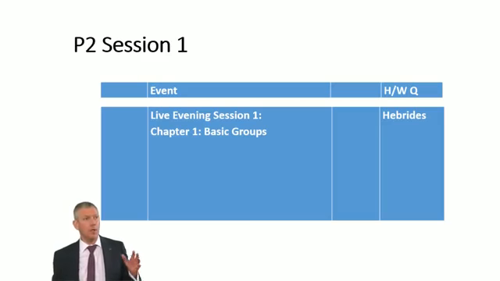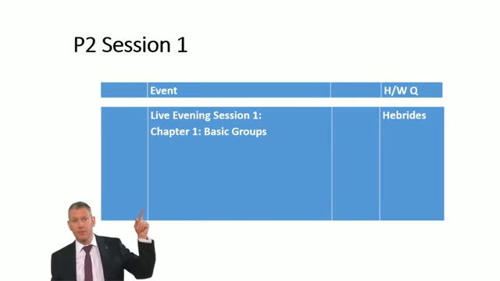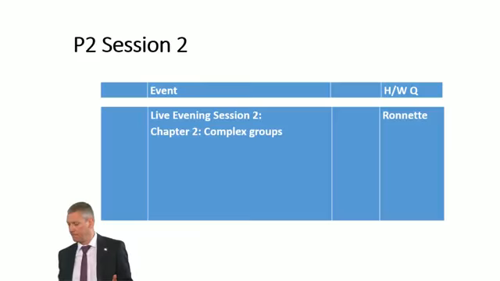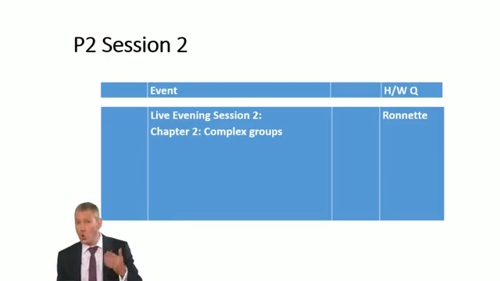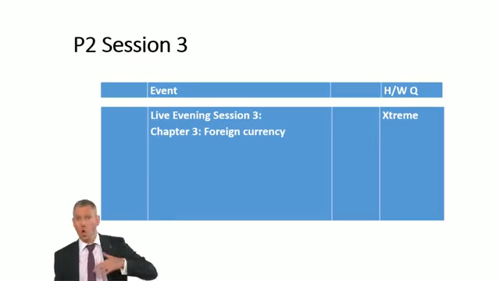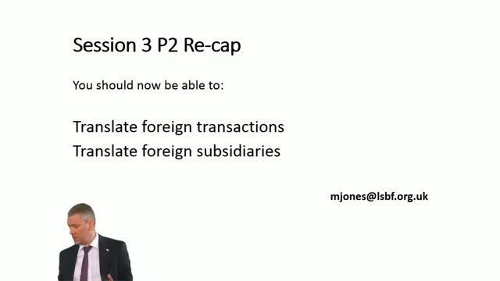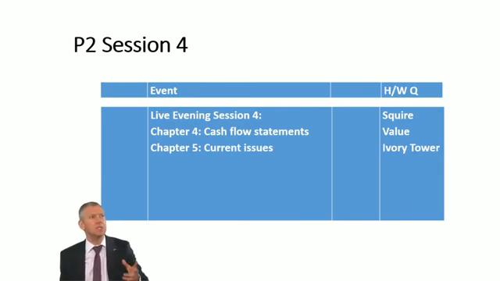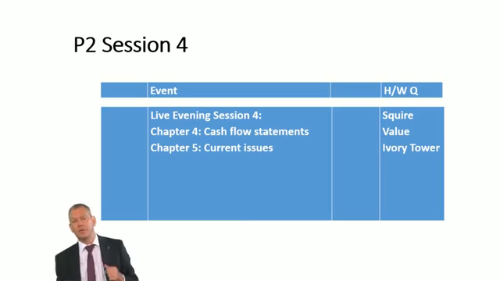this is your homework. Your homework is do Hebrides over and over again till it becomes easy. Then do Ronette over and over again till it becomes easy. Then do Extreme over and over again till it becomes easy. Then do Squire over and over again till it becomes easy. Then Value over and over again till it becomes easy. And then read the Ivory Tower articles from chapter 5. That is your list of homework over the next couple of weeks. You're going to be pretty busy doing that.